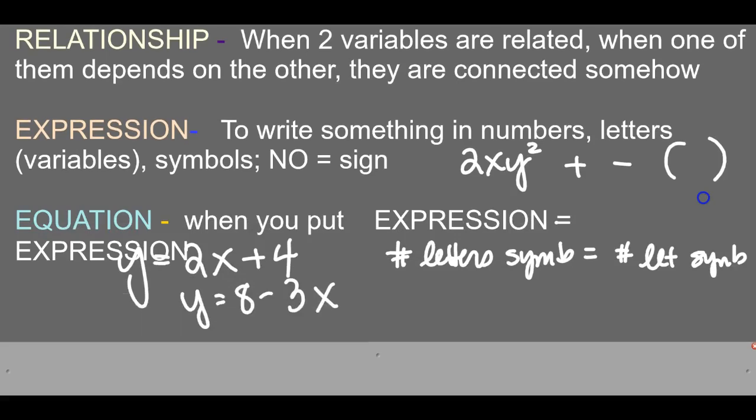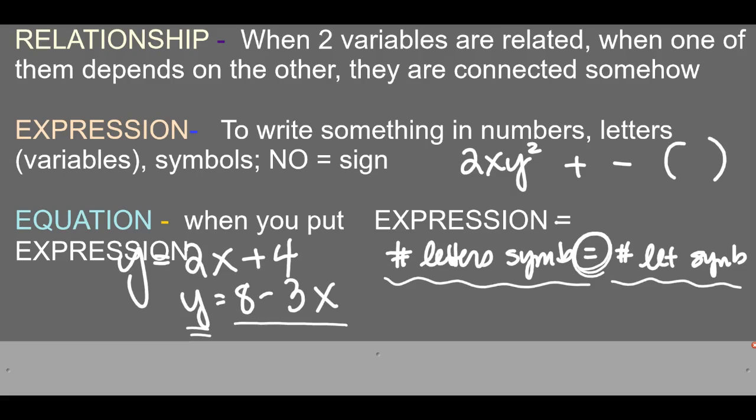But now we're also going to be doing a little bit more with equations. So when you take an expression and you set it equal to another expression with an equal sign in between, that gives you an equation. Okay, so when you have numbers, letters, and symbols equal to other numbers, letters, and symbols, that's called an equation. So a lot of our equations in this chapter will start with y equals 8 minus 3x, or y equals 2x plus 4. Those are what a lot of our equations will look like, but we'll see all different types. Just important to know the difference between an expression and an equation.